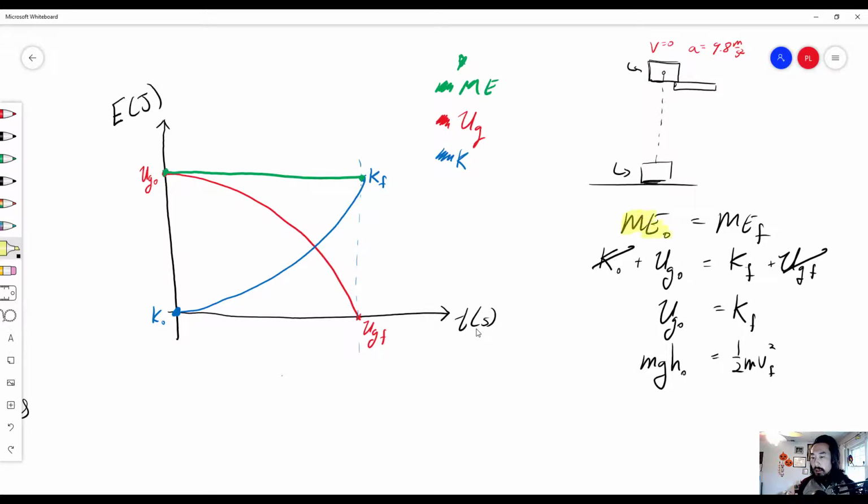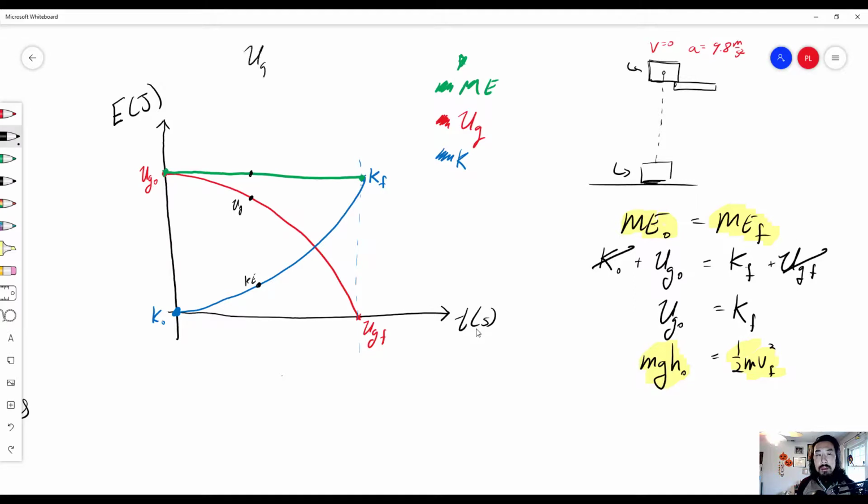Our initial mechanical energy will always be, for this scenario, the initial gravitational potential energy, and our final mechanical energy will always be the final kinetic energy right there. Now, what this tells us is that if I get that value, whatever it is, plus this value, whatever it is, it'll add up to the total mechanical energy. I'll say it one more time. Whatever this gravitational potential energy is, plus this kinetic energy, when you add these two values, it will always add up to the mechanical energy.